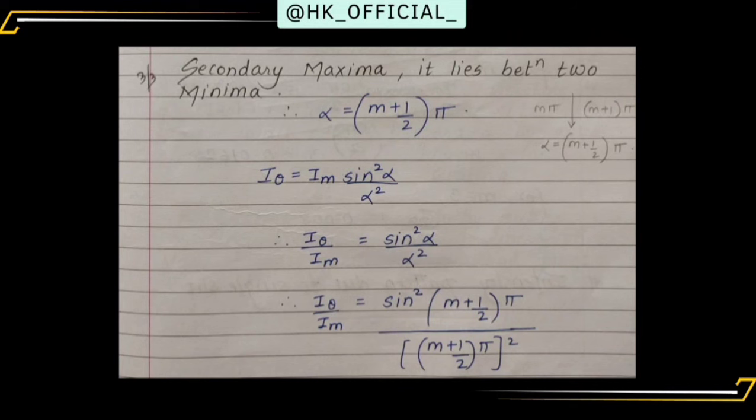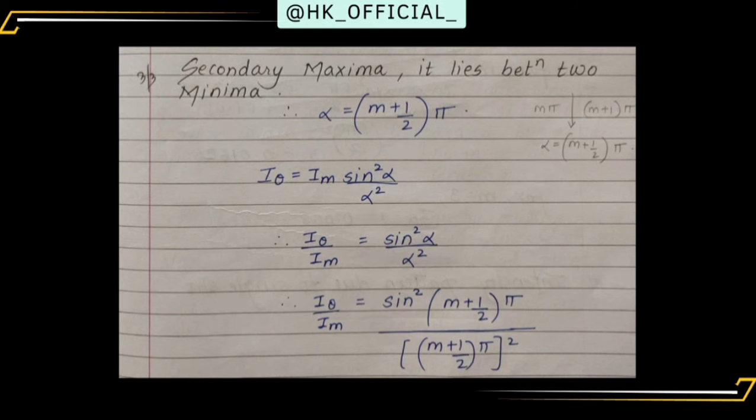Then sometimes it is also asked to derive secondary maxima, which lies between two minima. See here, I have written with the pencil on the right corner, you can see m pi is there and the other one is m plus 1 into pi. So in between what will be there? It will be m plus 1 by 2 into pi. Simple logic. So the equation which we are going to consider over here is the I theta, intensity formula.